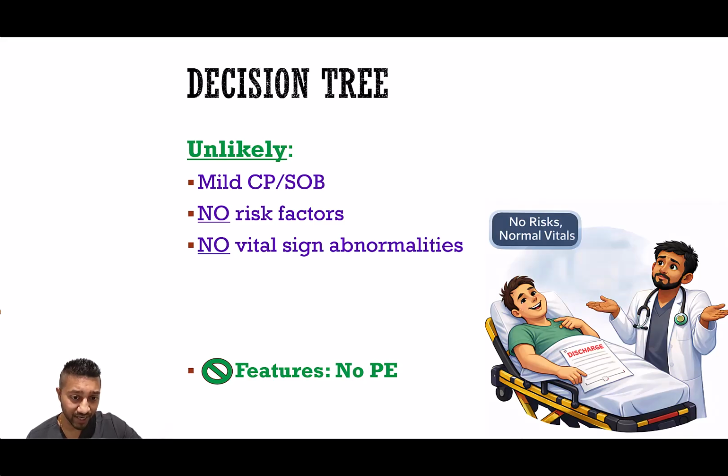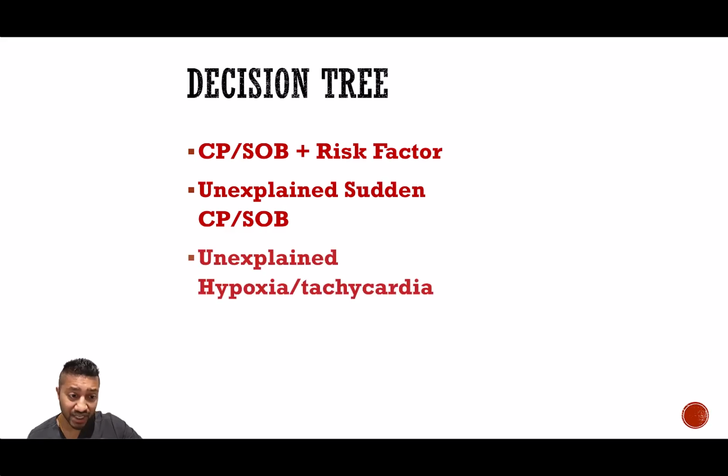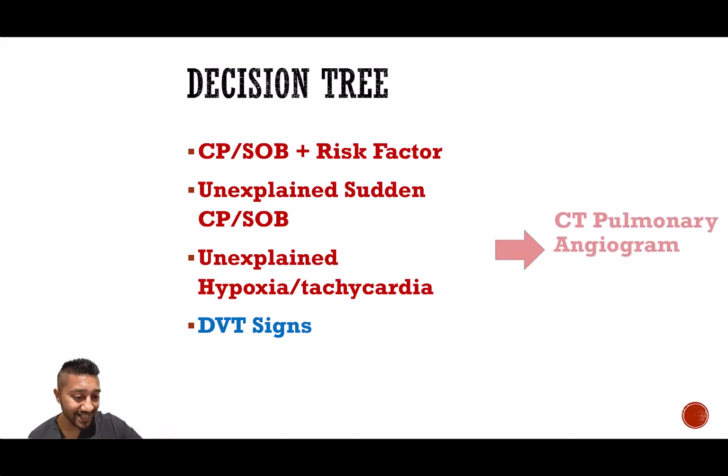So firstly, if your patient has classic chest pain or shortness of breath symptoms and at least one risk factor, or they have unexplained symptoms of sudden chest pain, or they have unexplained hypoxia or tachycardia with their chest pain and shortness of breath, or maybe they just have mild symptoms but have signs of a current DVT, then this is a PE until proven otherwise in every single one of these scenarios, and these patients should go for immediate CT pulmonary angiogram as that next step.